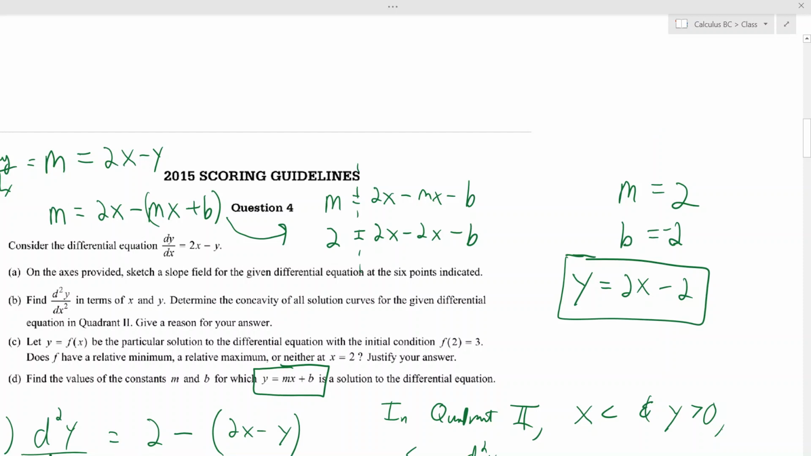But if you derive that, you get 2, right? And that does happen to equal what it says the derivative should be, which should be 2x minus y, which is 2x minus 2x plus 2, or 2, which tells us 2 equals 2. So it checks out. That's how you would check that.